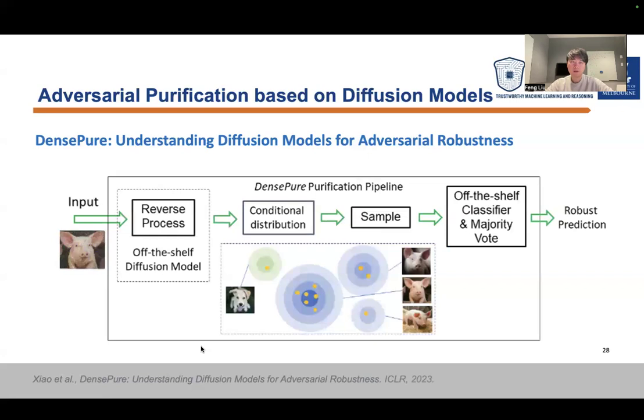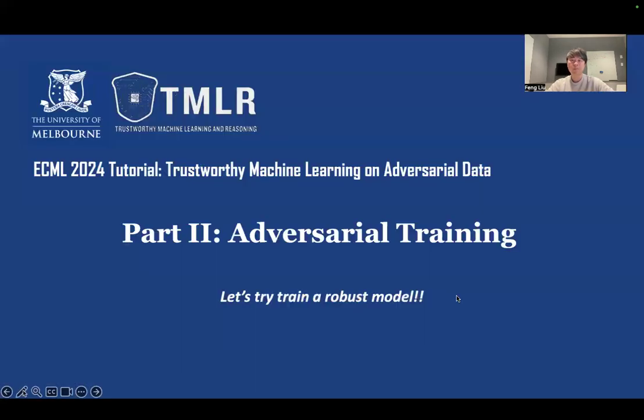So here's the pipeline. We give the input to the off-the-shelf diffusion model, and we get a conditional distribution. And then we do it again and again, right? We sample a lot. We can say here it's a pig, and here it's a dog, okay? Even the dog will be obtained based on the diffusion-based adversarial purification. But after voting, we can say, okay, the prediction should be the pig instead of dog, because the majority is a picture of pigs, it's pig, okay.